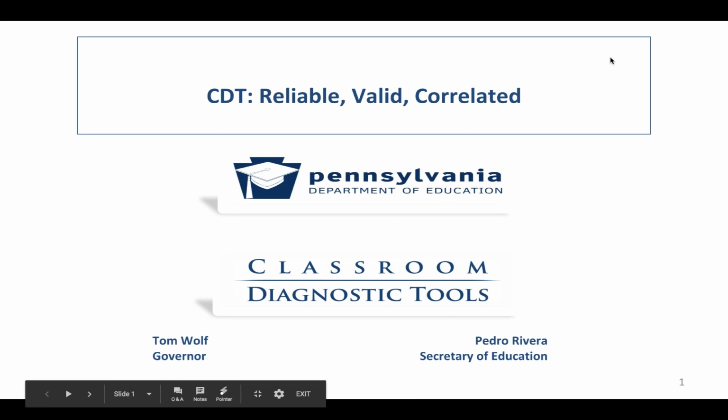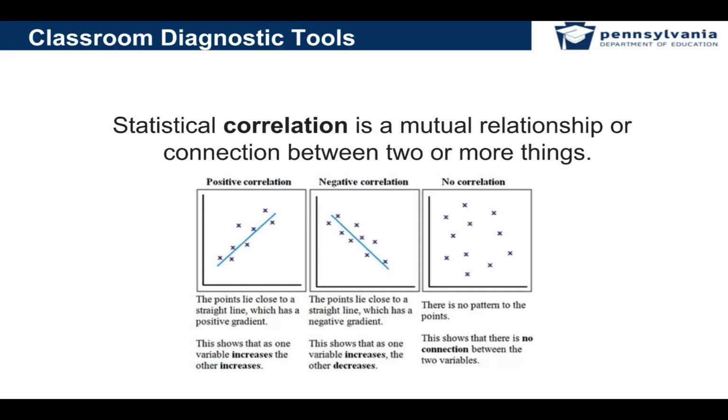The classroom diagnostic tool is reliable, valid, and correlated. Let's talk a little bit about correlation, for some background knowledge. There can be a positive correlation where there is a relationship between two things that are being compared, and you'll see a positive upward slope. There can be a negative correlation where the two things being compared, one increases and one decreases, creating this negative correlation.